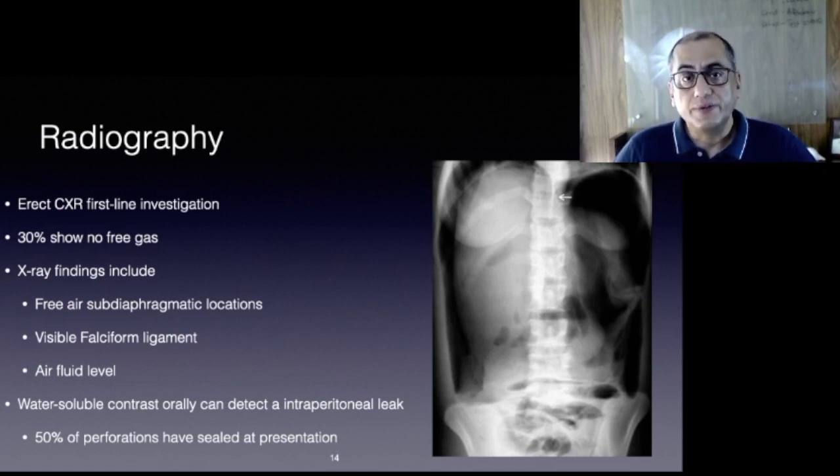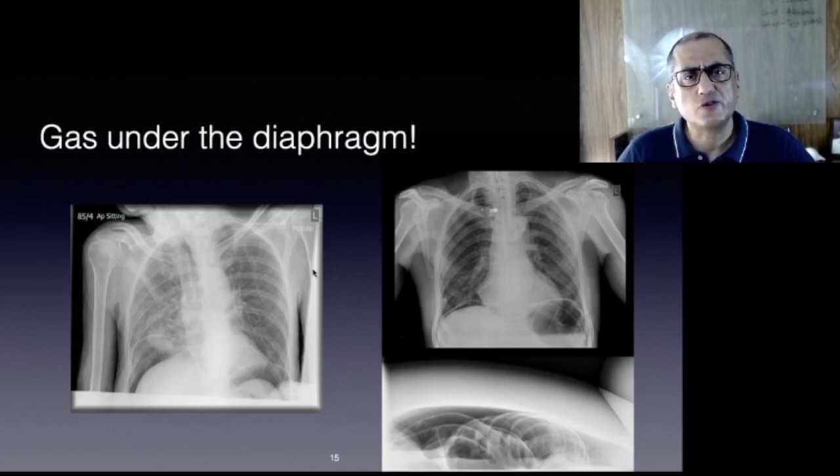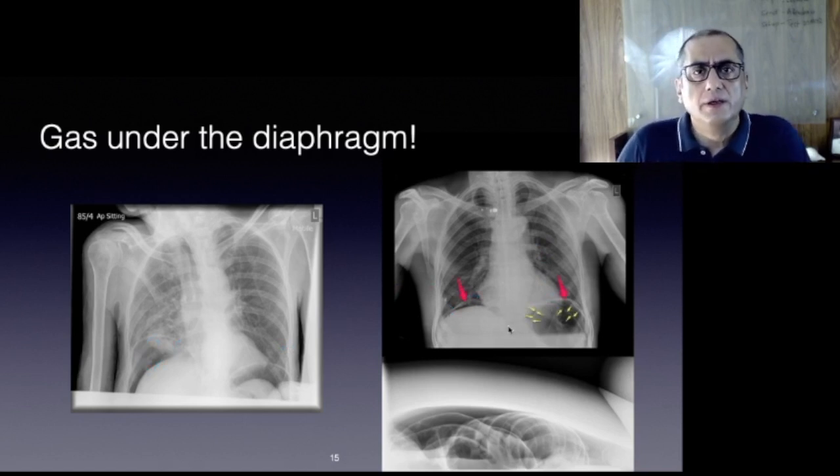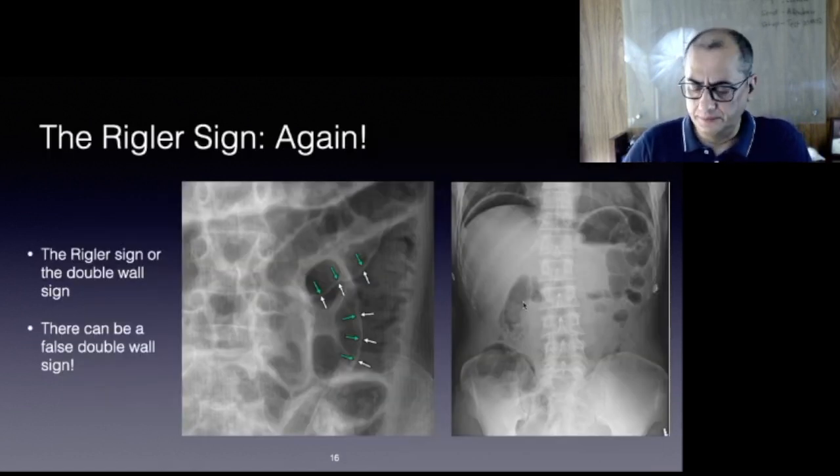In approximately 50% of patients, the perforation has sealed at presentation. For those who favor a non-operative approach, contrast radiology is routine in the management of these patients. These x-rays demonstrate a pneumoperitoneum here and here and here. This chest x-ray is showing a Rigler sign as well, and this is due to the perforated duodenal ulcer, this one here.